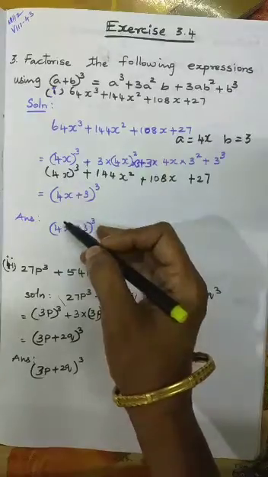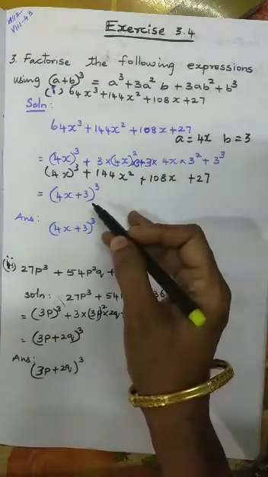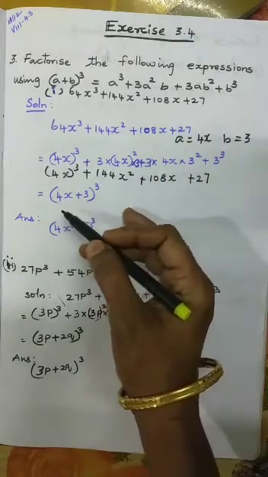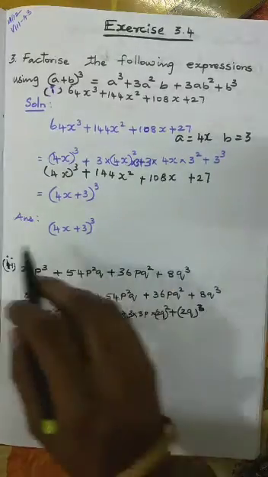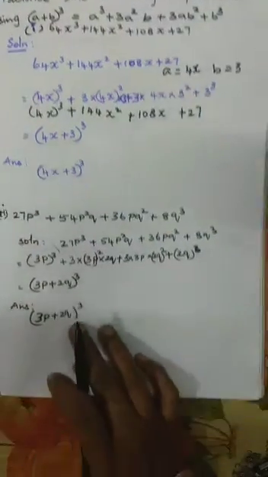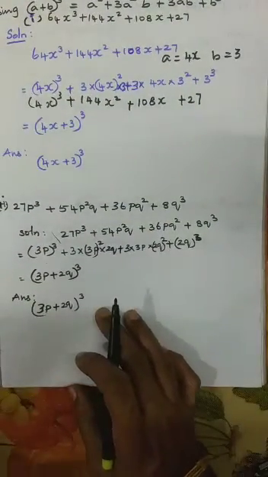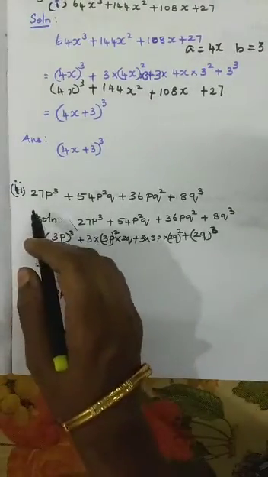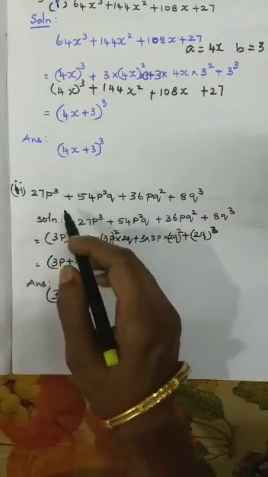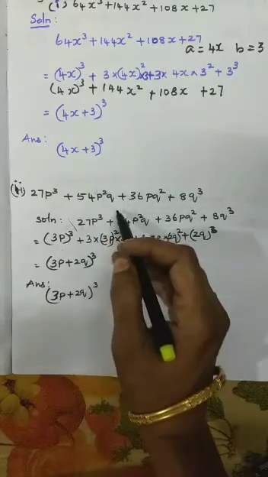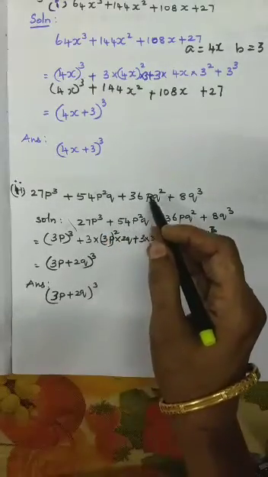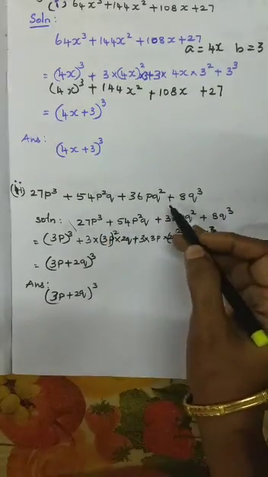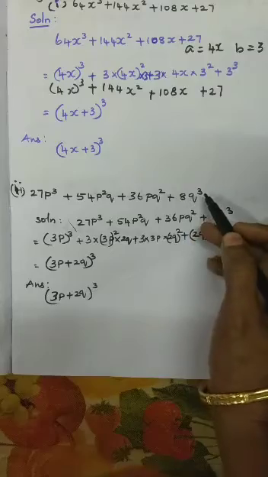So, the answer is (a + b) the whole cube. So, a is 4x and b is 3. So, (4x + 3) the whole cube is the answer. Okay. Then we shall see the next, second problem. Second problem is 27p cube plus 54p square q plus 36pq square plus 8q cube.